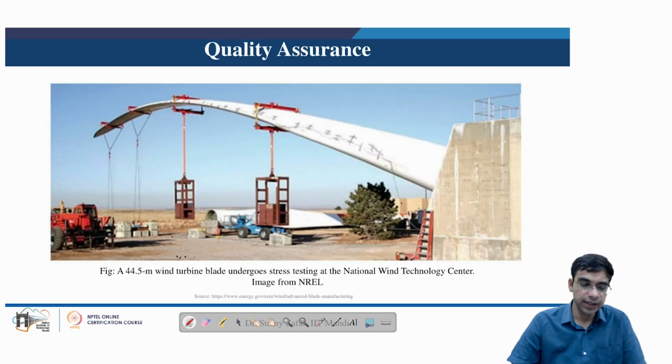So here we can see how rigorously a wind turbine blade is tested at a facility at the National Wind Technology Center. Here we can see the blade, of approximately 45 meters in length, is tested for bending types of loads.